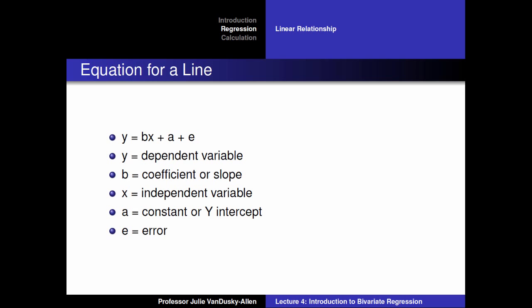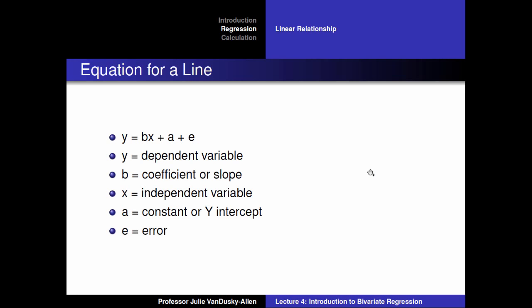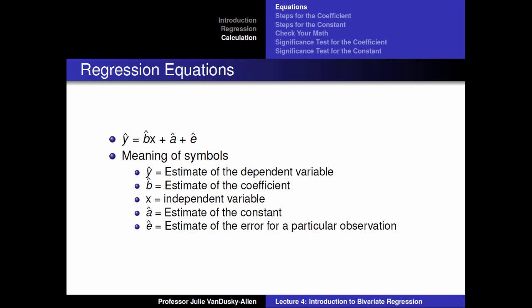The error just tells us how far individual observations here deviate from this line. We will talk more about the error term after exam 2. There is one final modification we make to the equation for a line in bivariate regression. We will place hats over y, b, a, and e. We cannot tell from a sample what the true y, b, a, and e are. Instead, we make an estimate of what they are based on our sample.